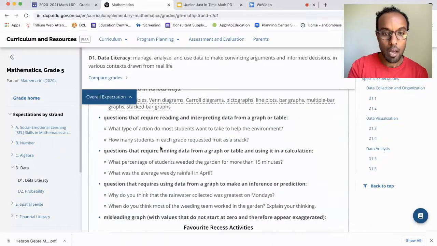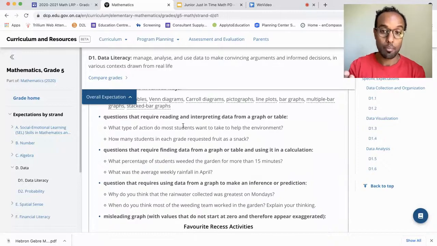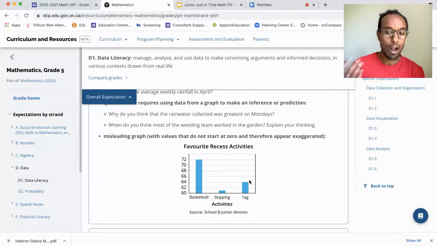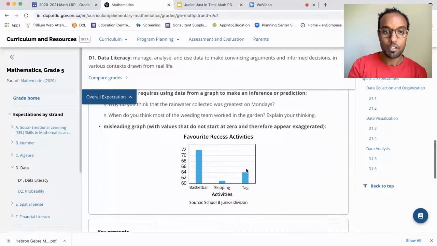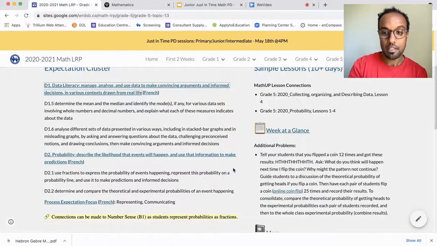There's some helpful examples here in terms of how you might prompt, what kind of questions students might need to engage with to analyze a graph, and what are some examples of graphs that might be misleading. So that's a really good resource, as always, the digital curriculum website. Now we're going to jump back into our LRP site and see all the different resources that are available there.